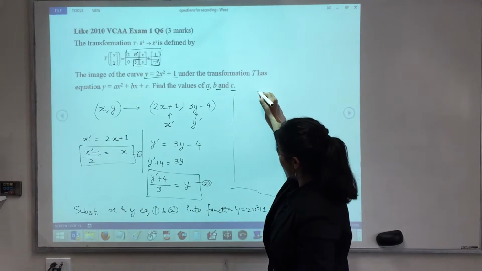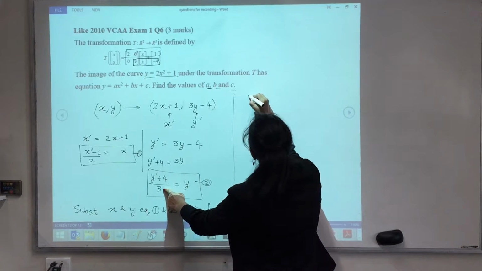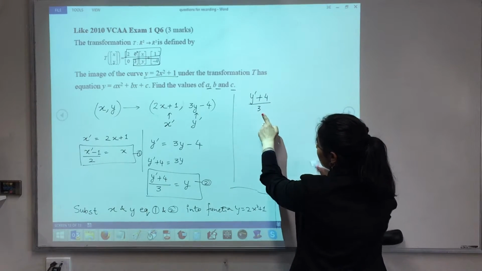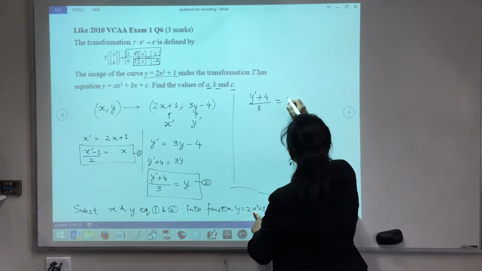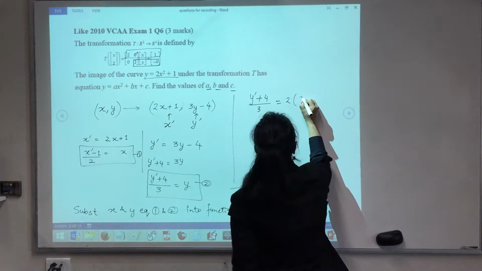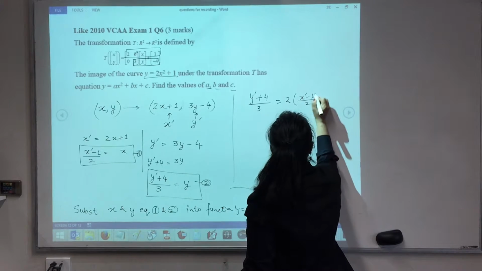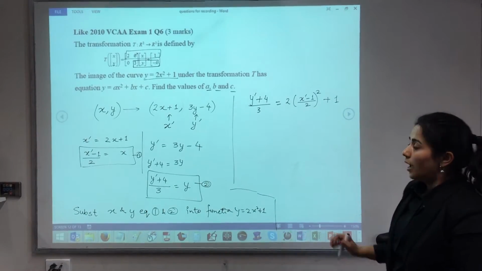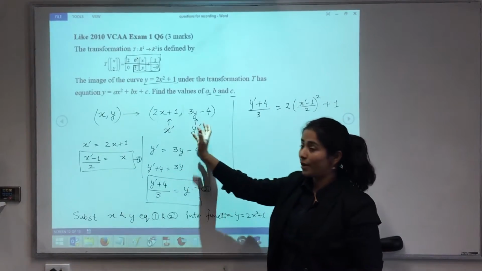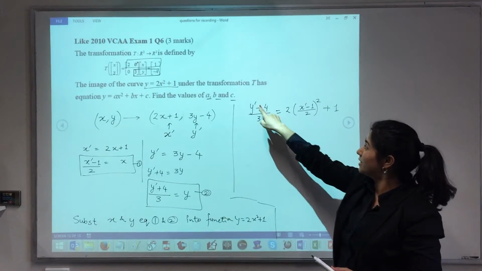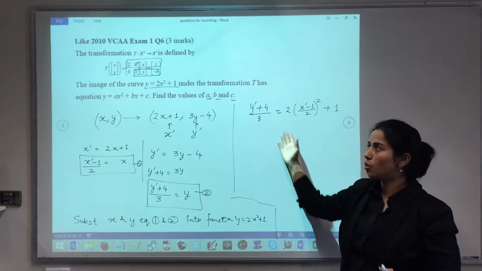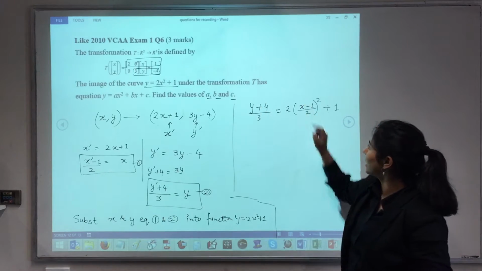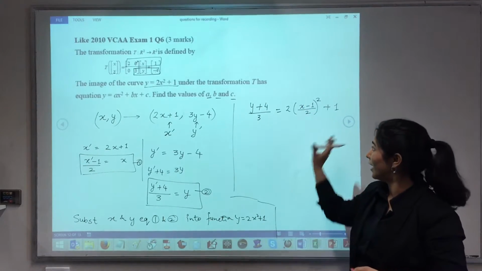So y equals 2x squared plus 1, y is here. That means y dash plus 4 over 3. y has been replaced by y dash plus 4 over 3 equals 2x squared. So 2x squared, what is x squared? That's x dash minus 1 over 2 squared plus 1. So that's a plus. As soon as you substitute x, y values in the function, you don't need these dashes, because there's no other x and y and x dash and y dash to be confused about. We just need x, y, so we can just simplify it for the convenience sake. I'm going to keep it like that.